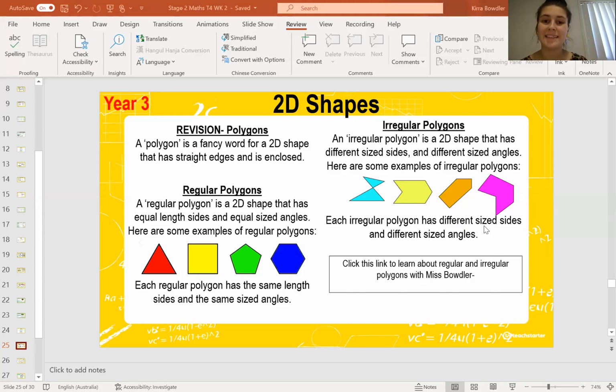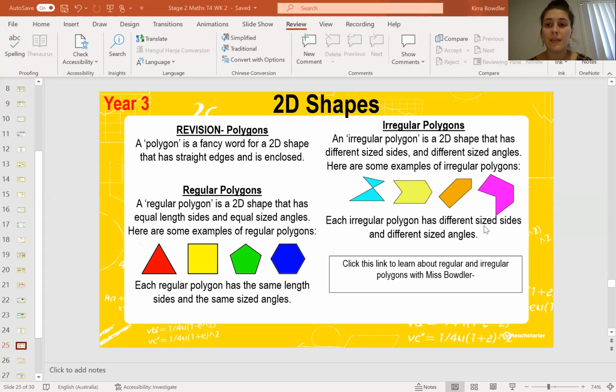Hi, Year 3. Yesterday, you would have started to look at 2D shapes, and today you will be looking at them again. You would have learnt yesterday about the words edges and vertices that we can use to describe the way that they look. And you would have been introduced to our new word, polygon, which is a fancy word for a 2D shape that has straight edges and is enclosed.